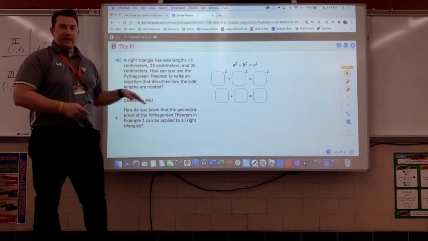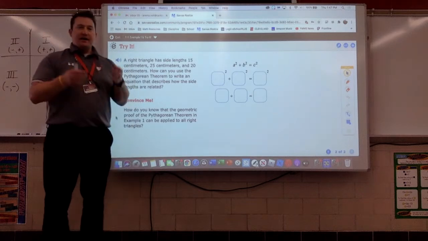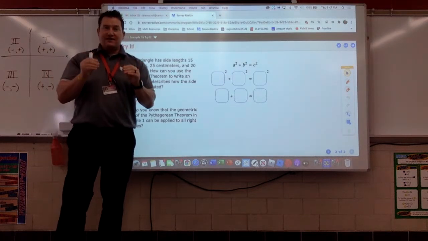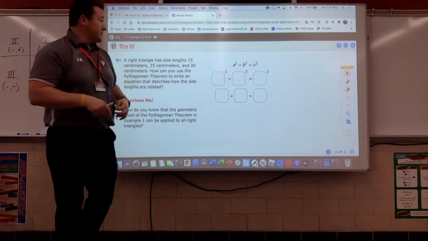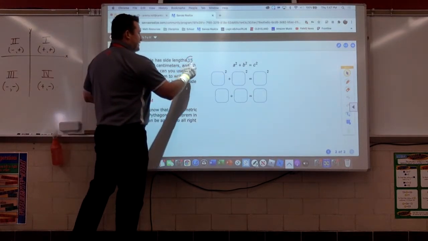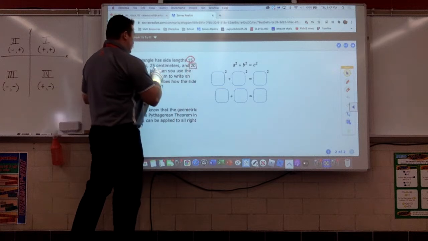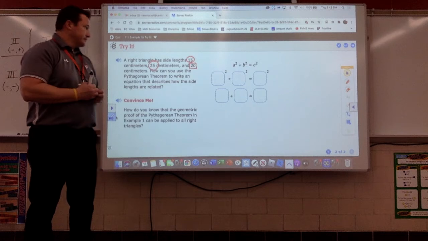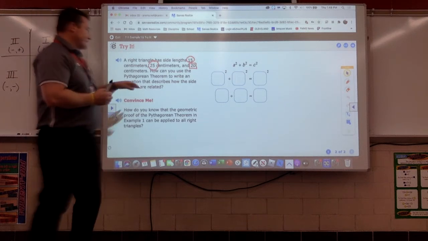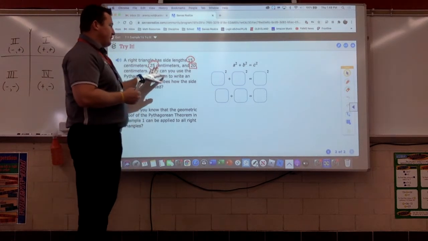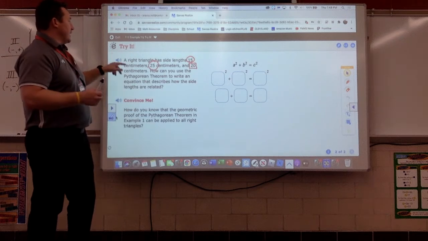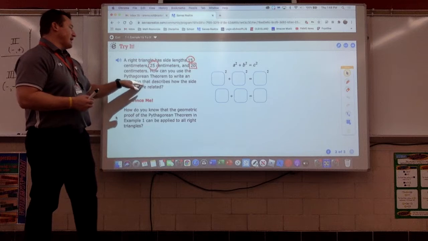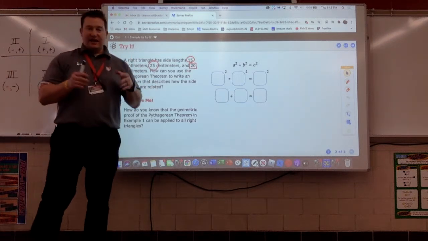They don't tell me the legs or the hypotenuse. I have to use brain power to know, hey, the hypotenuse is the longest side, or it's going to be the biggest number. So if I have side lengths of 15, 20, and 25, which one is the longest? Okay, that's right, it would be 25. So anyway, a right triangle has those three side lengths. How can you use the Pythagorean theorem to write an equation that describes how the side lengths are related?